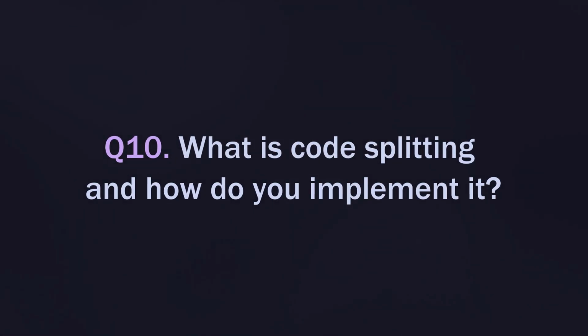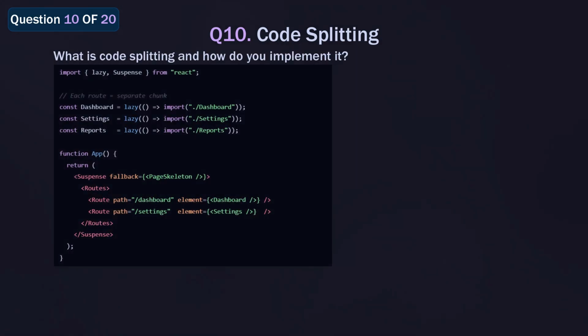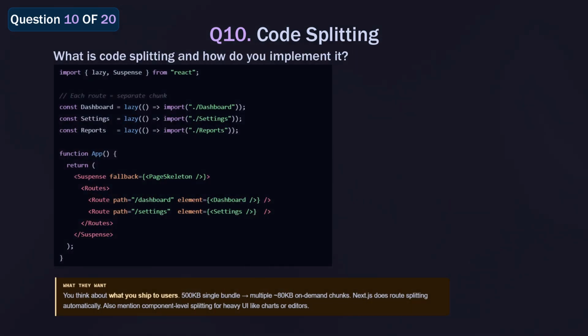What is code splitting and how do you implement it? Code splitting divides your JavaScript bundle into smaller chunks that load on demand instead of all at once up front. Users only download the code for what they're actually using. In React, React.lazy for dynamic import is the built-in mechanism. You wrap the import in lazy, wrap the component in Suspense with a fallback, and the chunk downloads only when that component first renders. Route-based splitting is the highest ROI application.